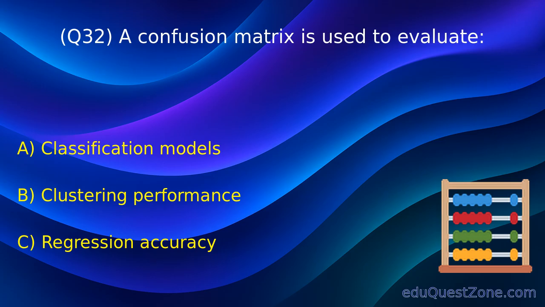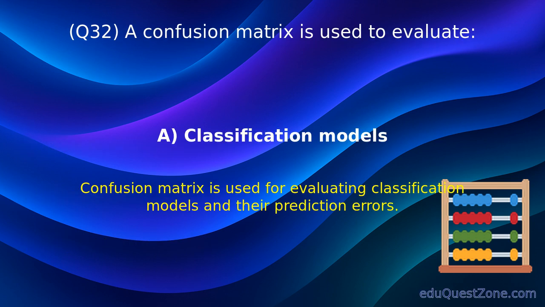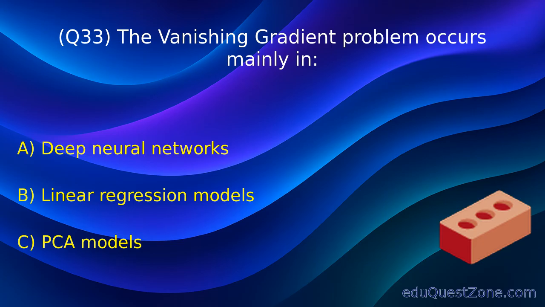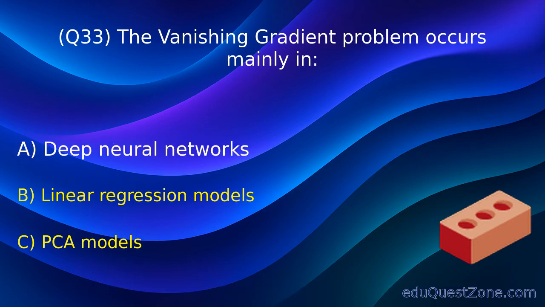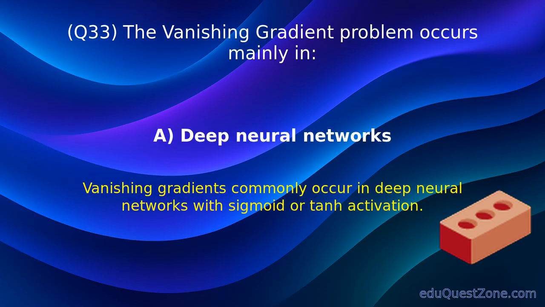Question 32. A confusion matrix is used to evaluate. Option A. Classification models. Confusion matrix evaluates classification performance. Question 33. The vanishing gradient problem occurs mainly in. Option A. Deep neural networks. Vanishing gradients happen in deep neural networks using sigmoid or tanh.